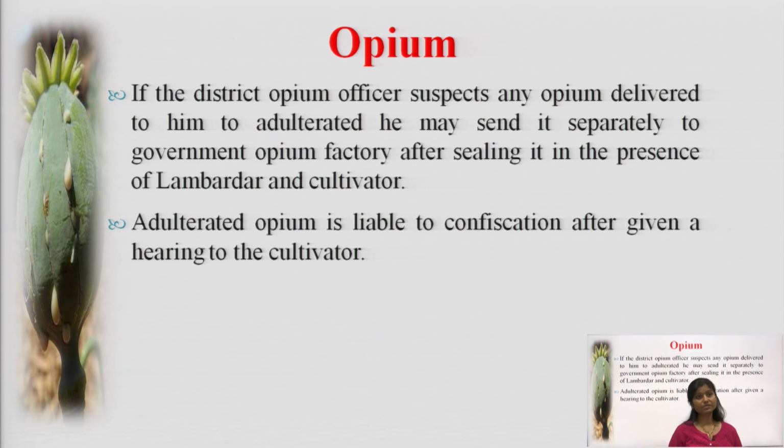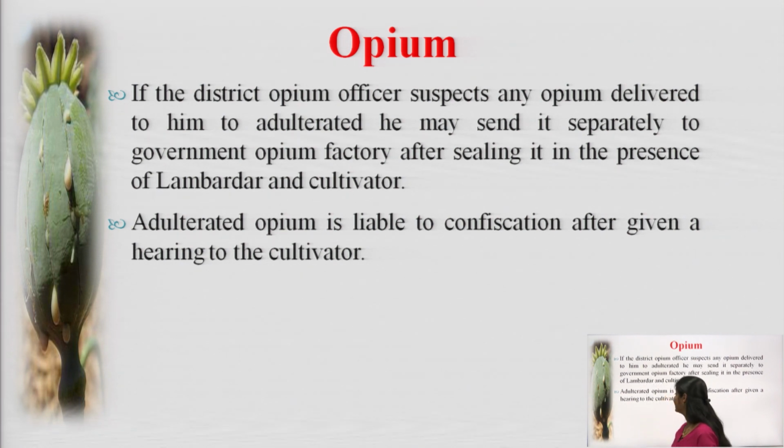If the district opium officer suspects that any opium delivered to him is adulterated, he may send it separately to the government opium factory after sealing it in the presence of the Lambardar and the cultivator. And if the district opium officer finds any kind of mistake or mischief in the cultivation or collection process, then he will seal the drug and transfer it to the government opium factory for a detailed inquiry.